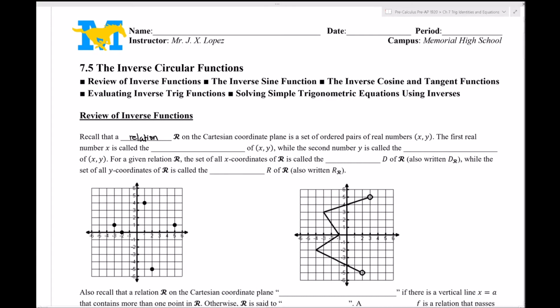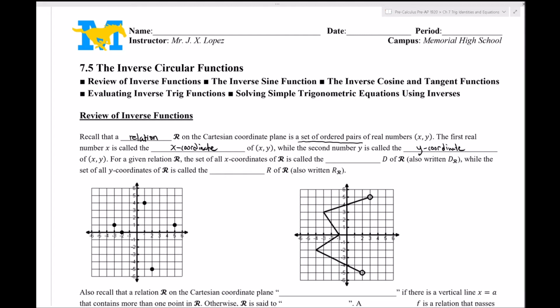So a relation, we'll just think of it as a set of ordered pairs, which is not the rigorous definition of a relation in mathematics, but it's going to work for our intents and purposes. So it's a set of ordered pairs, a bunch of ordered pairs, things that look like this, (x, y). You have an x-coordinate and a y-coordinate. The first number x is what we call the x-coordinate, and that's just a real number. The second number, y, is called the y-coordinate, and that's just another number. And they're ordered, so that way x is first, y is second.